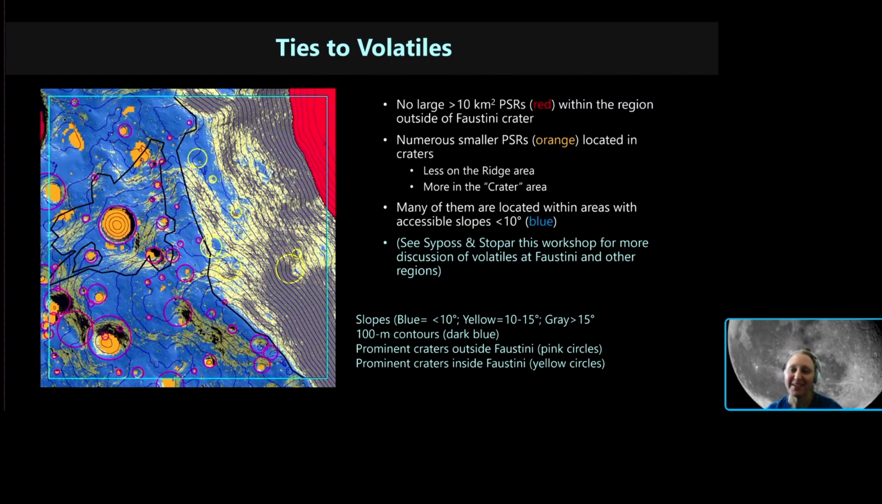And you can see that they are more frequent at the lower elevations around the crater, its ejecta, and then less so on that prominent higher elevation ridge. And many of those lower elevation ones are located within accessible areas with relatively low slopes.